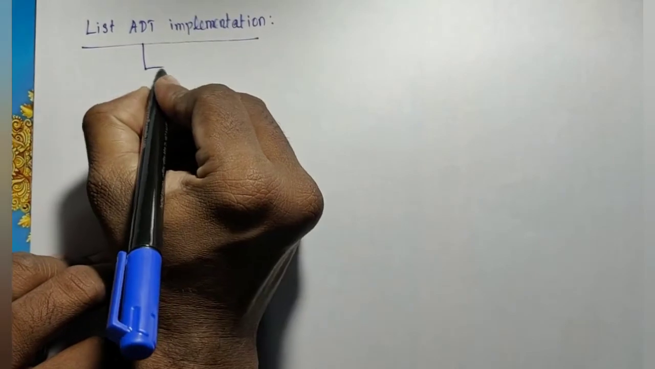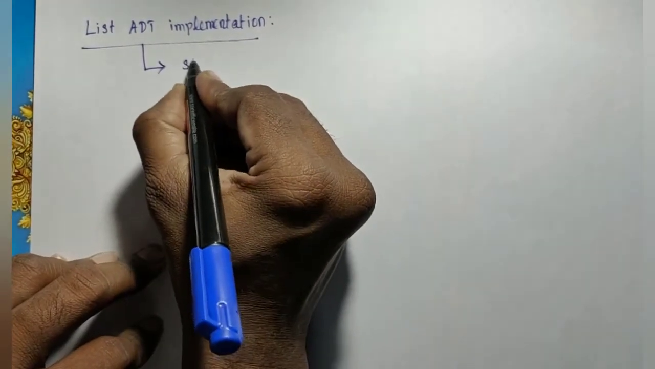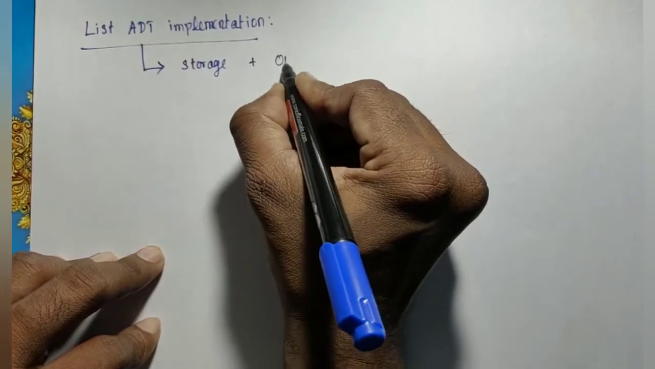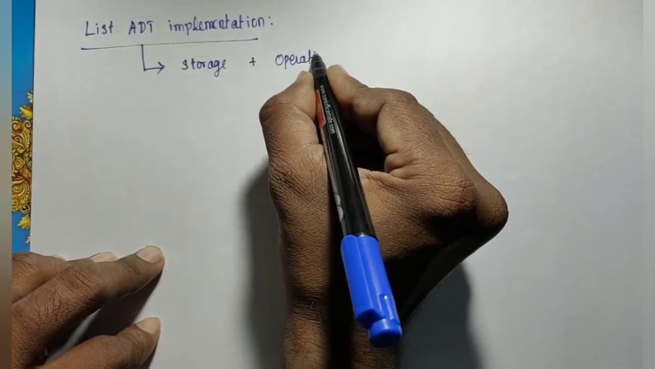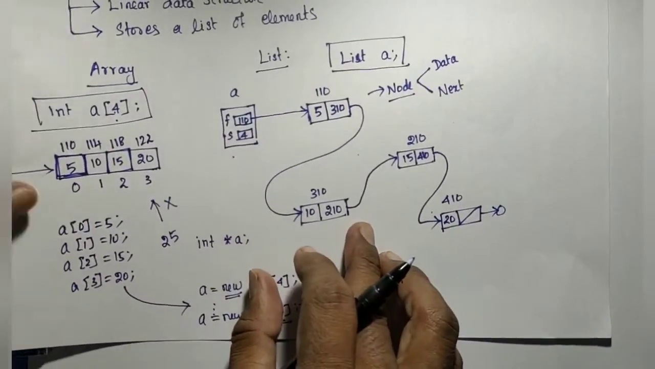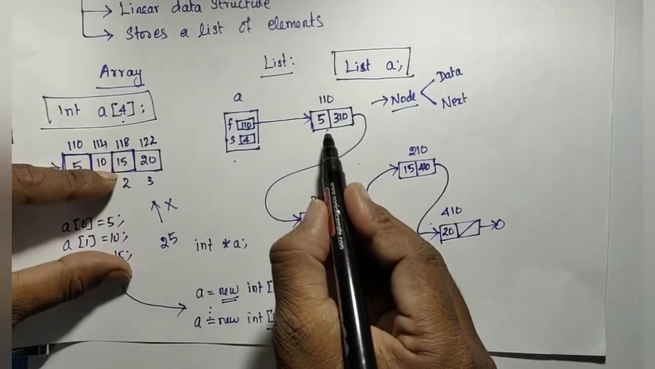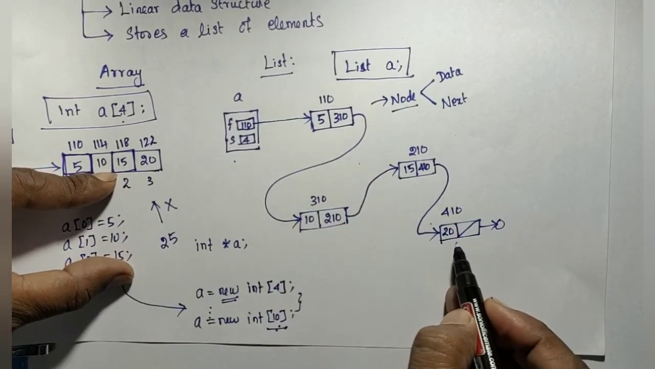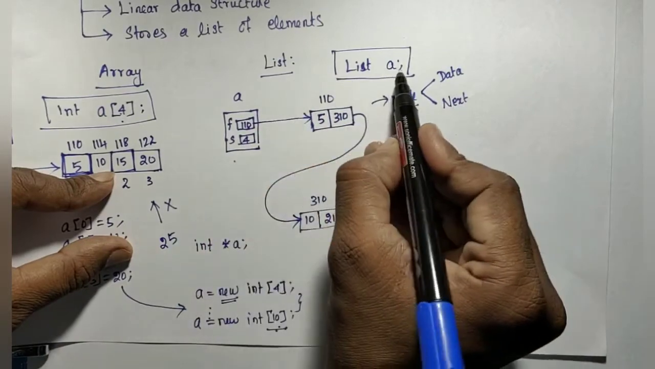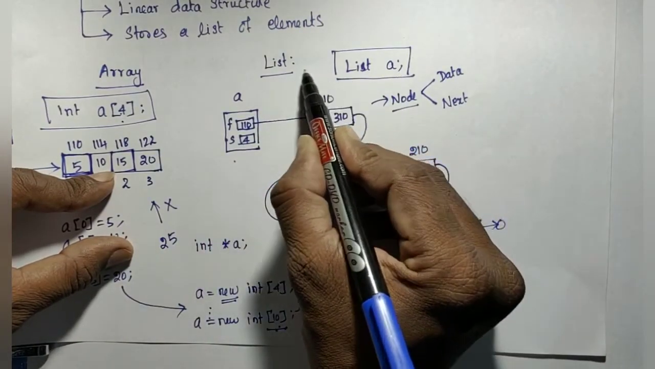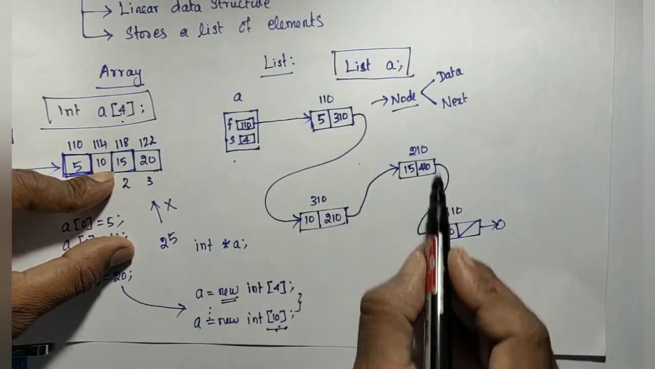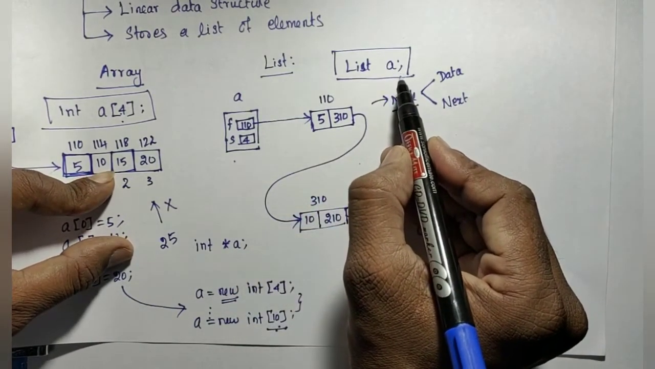If you talk about the ADT, we need to define the storage plus the operations. When you look at the ADT list here, the memory for the elements is going to be created dynamically only. So during the object creation of the list, this element memory will not be there, because the size is not going to be specified.